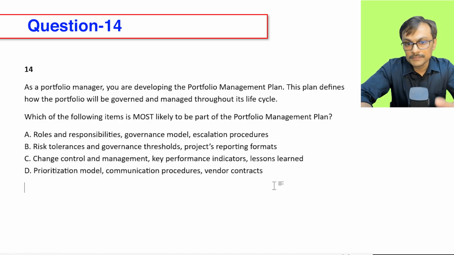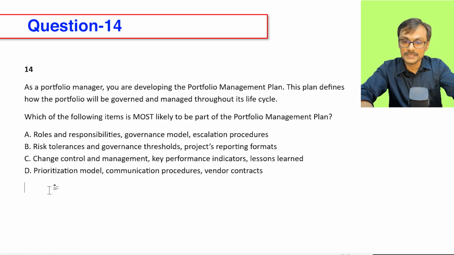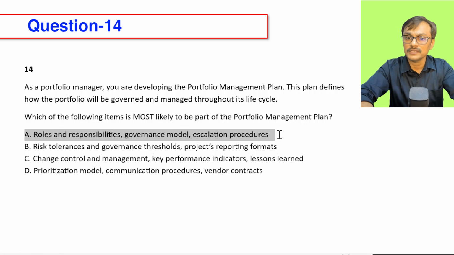Sometimes because of that, you may see two options are right. But when you see two options are right, critically see out of the alternatives given, there could be one which is not a right or appropriate choice. And that way, in all the options B, C, D, I created two things which are expected to be part of a portfolio management plan. But in option A, everything is defined as per the content of the portfolio management plan.